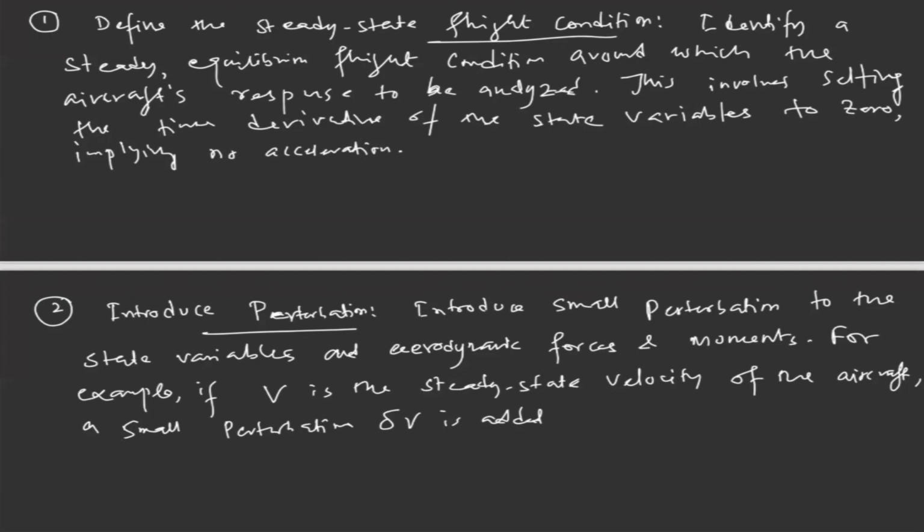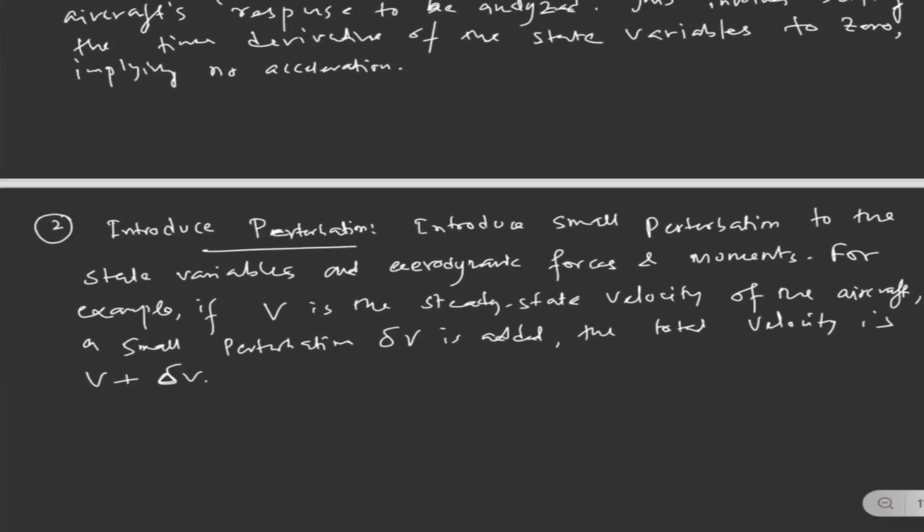So the V has been changed by a small part, delta V. So we can write the total velocity is V plus delta V. So this is how we perturb the state variable of the system.